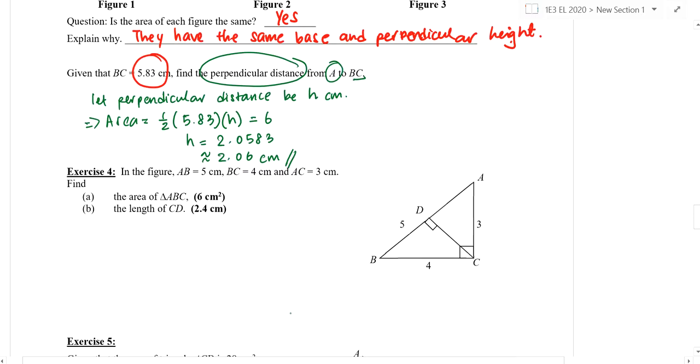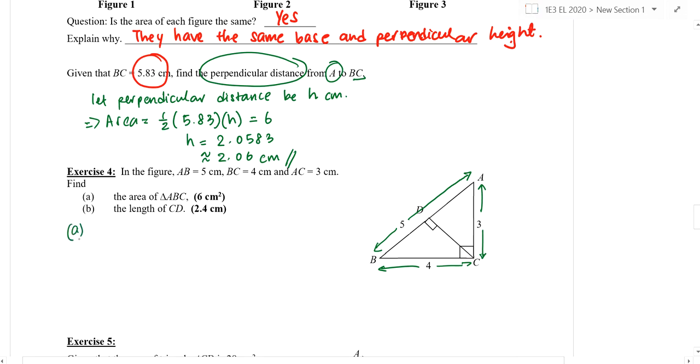Moving on to exercise 4. In the figure, AB is 5 centimeters. Now take a look. 5 is written over here. It is a little misleading because it may mislead you to think that the length of BD is 5. So what you have to do is to indicate some way that, hey, 5 centimeters is the length for AB. So BC, we've got 4 centimeters, and AC, a length of 3 centimeters. Find the area of ABC, the large triangle, for part A.